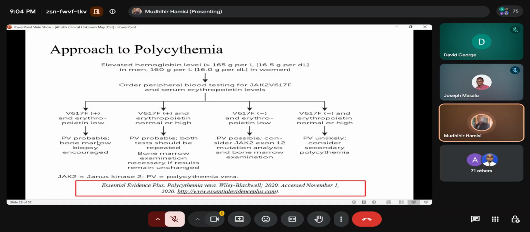And if the JAK2 is positive and the erythropoietin is normal, here they say you have to repeat both; probable PV, so both tests should be repeated, and bone marrow examination should be done. But if you have a negative JAK2 and erythropoietin is still low, PV is still possible; consider JAK2 exon 12 mutation analysis and bone marrow examination. And if you have a negative JAK2 and a normal or high erythropoietin, PV is unlikely, and you have to consider the secondary causes of the polycythemia.